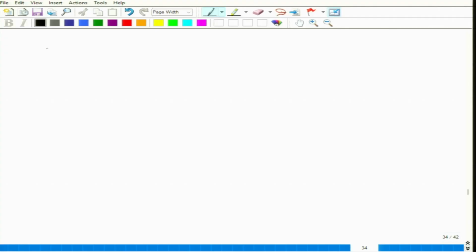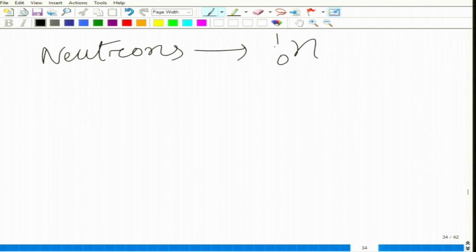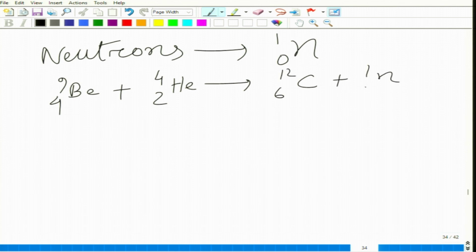So Chadwick observed that the particle that was formed after this experiment, that is after bombarding beryllium sheets with alpha particles, was a neutral particle. These were named as neutrons. Neutrons, N01. It is written like this. So let's write the reaction again. So this is the reaction.